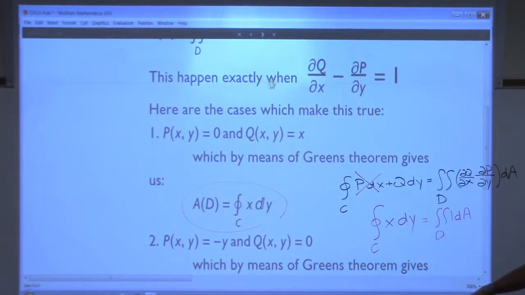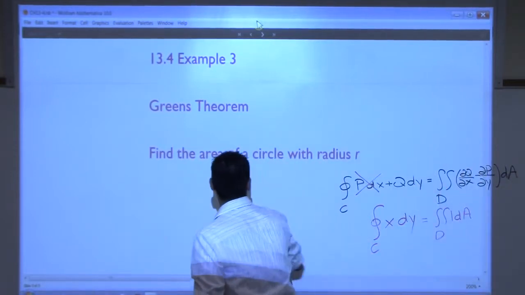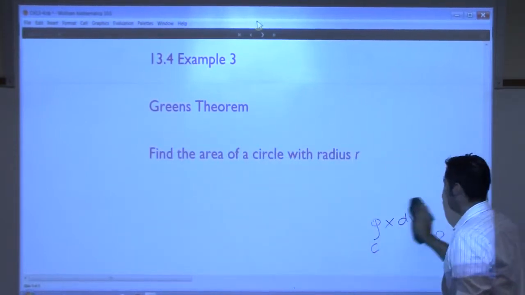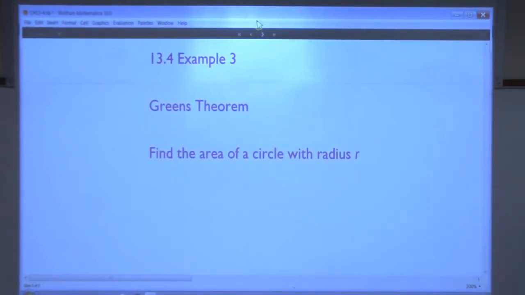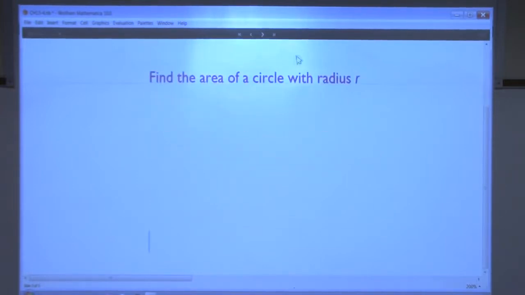There's two other ways to do it, but I'm going to focus mostly on this one. Let's see why we would do this, all right? Why in the hell am I doing this? Find the area of the circle with radius r. Prove to me that the area of a circle is pi r squared, right? That's what I'm asking you to do? Okay.